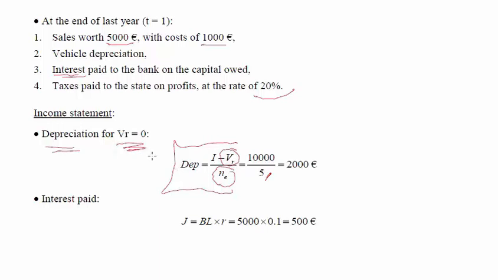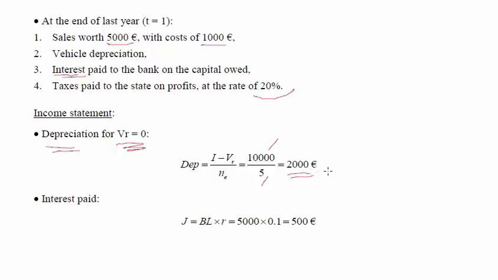Okay, it can be any value. It must be proposed to the financial authorities, and they agree or not. But this is a typical assumption. So the depreciation is under these circumstances equal to this value that we have here, that is the original investment in the vehicle divided by the economical life. So we get this value of 2,000 euros per year.